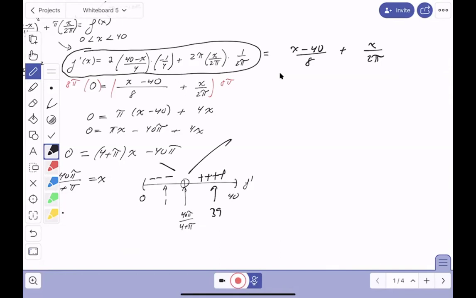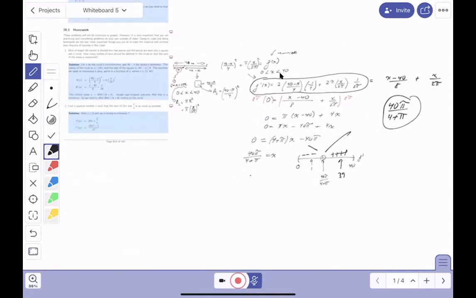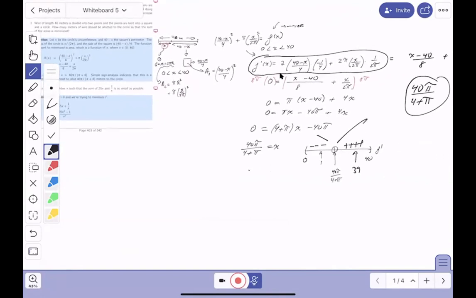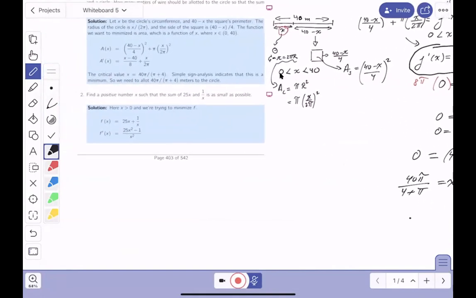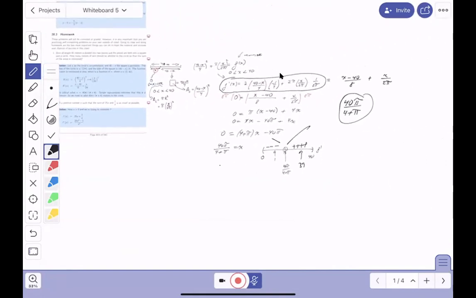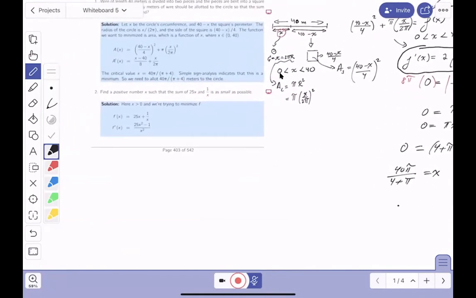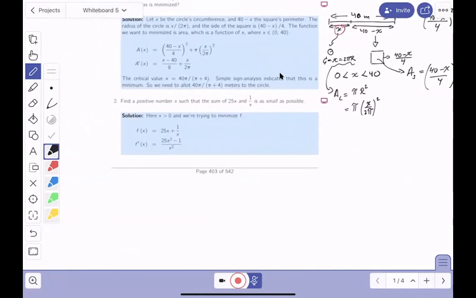What am I seeing? I'm seeing a minimum. So what's x going to be equal to? I have to allot the wire 40 pi over 4 plus pi to minimize that function. I'm going to claim you go to the answer key now and look at it and make sure they're answering it the way you answered it. Let's take a look at it. It does say 40 pi over 4 plus pi. I do see that. And right over there, it says that's what we need to allot. So I'm feeling pretty good about it. If you look at the work, really the same work, all right?